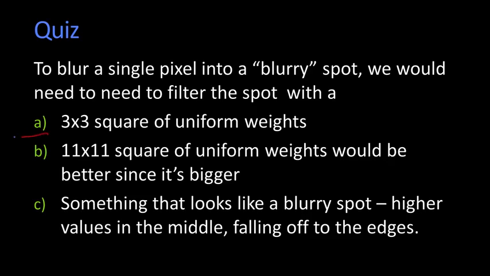Could we use a 3 by 3 uniform weights? No, we did that and it looked awful. How about an 11 by 11 square of uniform weights? That would be better, right? Because it's bigger. Well, sort of yes, sort of no. You still have this problem that you get these very hard boundaries. Clearly what you want is something that looks like that blurry spot. Higher values in the middle, lower at the edges.